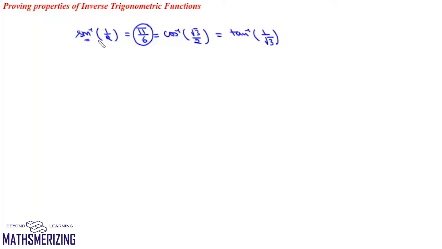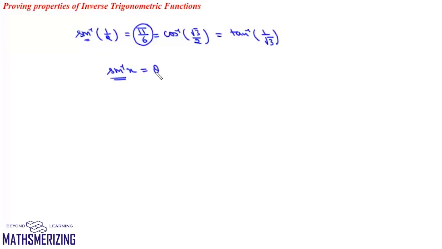So the first thing before we start proving the properties is how to change one inverse trigonometric function to another. Now suppose we have sine inverse x and we want to change it to cos inverse. So what we'll do is we'll take the sine inverse x as some angle theta, because any trigonometric inverse function is nothing but an angle.